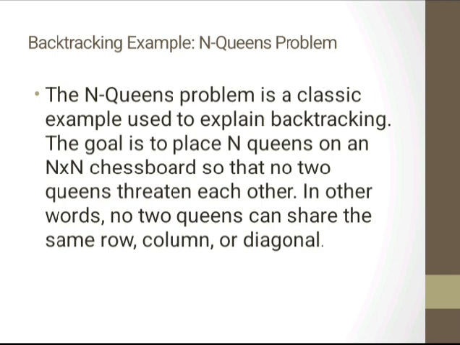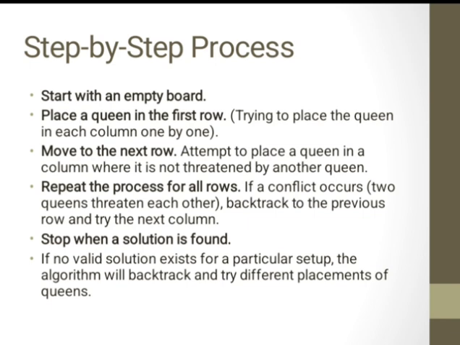And now we will see an example for backtracking. The N-Queens problem is a classic example used to explain backtracking. The goal is to place N queens on an N-by-N chessboard so that no two queens threaten each other. In other words, no two queens can share the same row, column or diagonal. Now we will see the step-by-step process for N-Queens.